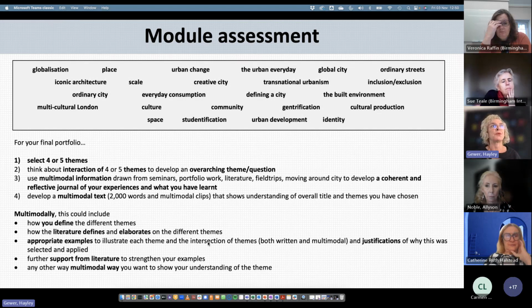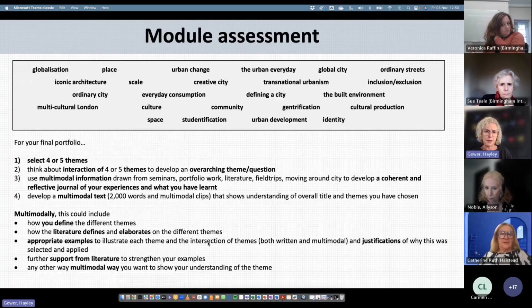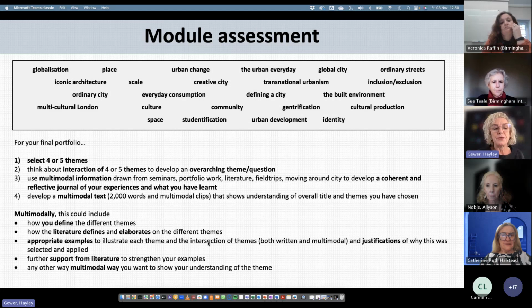Students were expected to engage with the material from class, in other words, the lectures, the seminar periods, and the portfolio work, which I'll talk about in a minute. We also went on field trips, and they were encouraged, after each day, to go and engage with the city, to think about how the city represents them, and to move around the city to develop a more coherent and reflective journal of their experiences of living and learning in London. And the final assessment was to develop a multimodal text to show the work that they've been doing throughout the module.